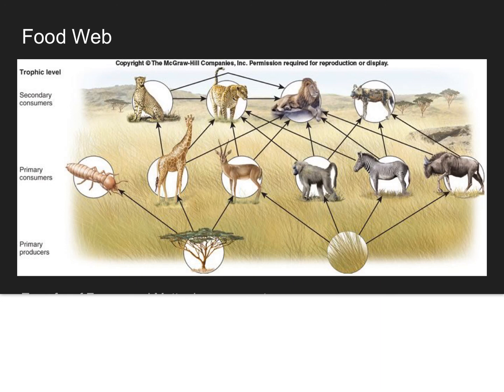Okay, here's a picture of a food web. So we have our primary producers down here, grass and trees. We have our primary consumers that eat the grass and trees, so termites, giraffes, antelope, bamboo, zebra, wildebeest. Then those things that eat those primary consumers are going to be our secondaries, so cheetahs, lions, hyenas.